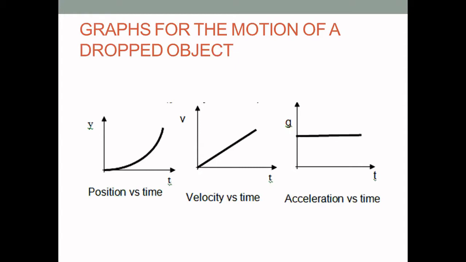The last graph is the acceleration time graph. We have t along the x-axis and g, or a, along the y-axis. The graph is a straight line here. Because acceleration is constant, it remains the same, which means the graph will be horizontal. And the magnitude here is 9.8.